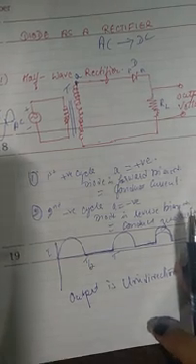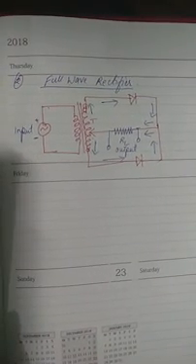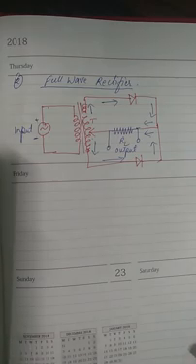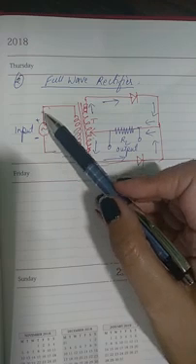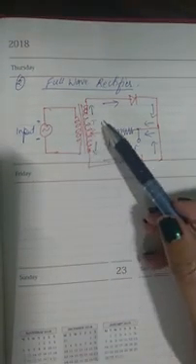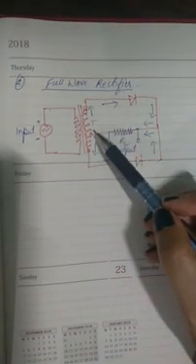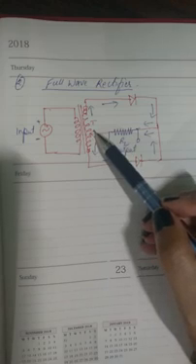So this is what happens in a half wave rectifier. Now the next one is the full wave rectifier. In a full wave rectifier, there is an input which is connected to a step-up transformer, and there are two diodes used in the circuit.